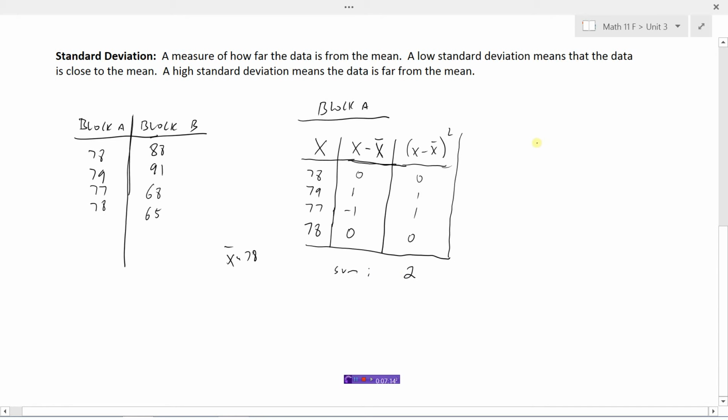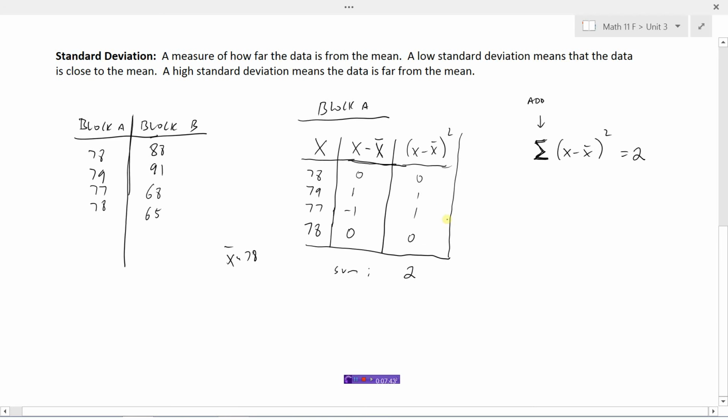Now, sometimes we use this symbol. This is sigma notation, sigma. And this just means sum. So the sum of the differences from the mean squared is 2. When you see this sign, it really just means the sum of. This just means add. Add all this stuff up. So that's what I did here. I added up all these values and I got 2.